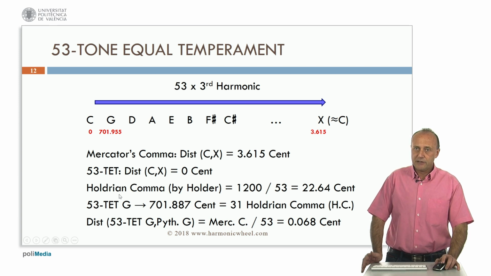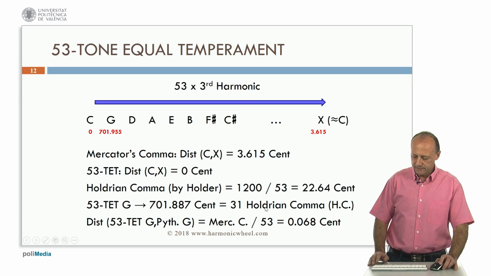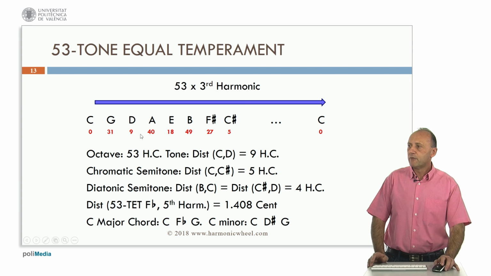In this system, the difference between two consecutive notes is 22.64 cents, which is called the Holdrian comma by Holder. The note G in this system is a bit lower compared to the Pythagorean G, by 0.068 cents. And this G has 31 Holdrian commas. Now here we represent the commas associated to each note. The octave has 53 Holdrian commas, the tone being the distance, for example, between C and D, 9 commas.